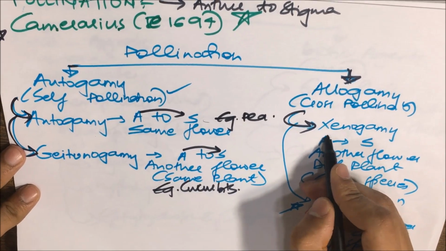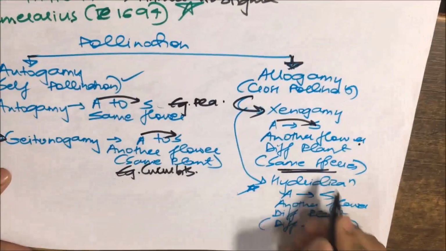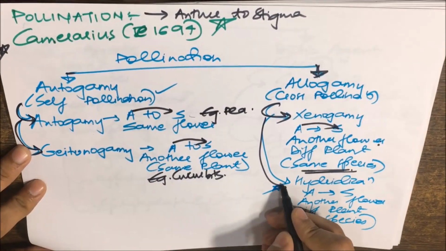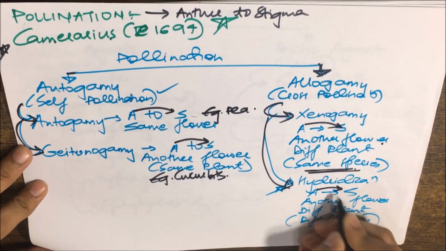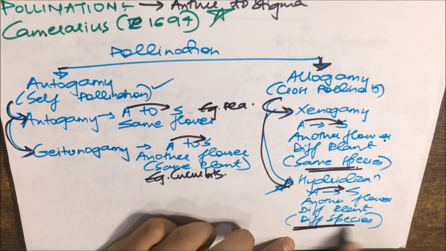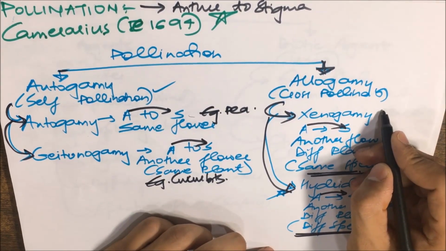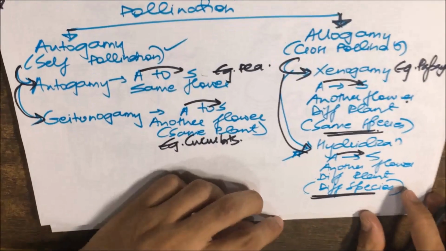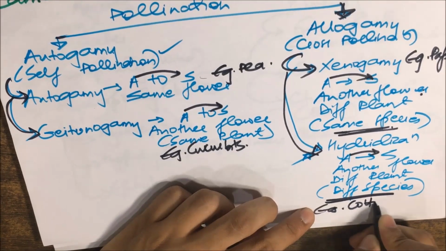Another type of pollination is allogamy or cross pollination, which is further classified into xenogamy, wherein the transfer of pollen grains takes place from the anther to the stigma of another flower of another plant but of the same species. I repeat, another flower of another plant but of the same species. While in the second type of allogamy, which is hybridization, the anther to stigma transfer of pollen grains takes place from another flower lying on another plant belonging to a different species. Another flower, different plant, and different species. Xenogamy is seen in plants like papaya, while hybridization is seen in varieties of plants like cotton.